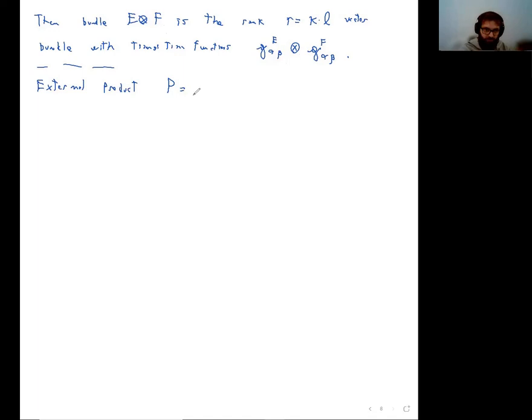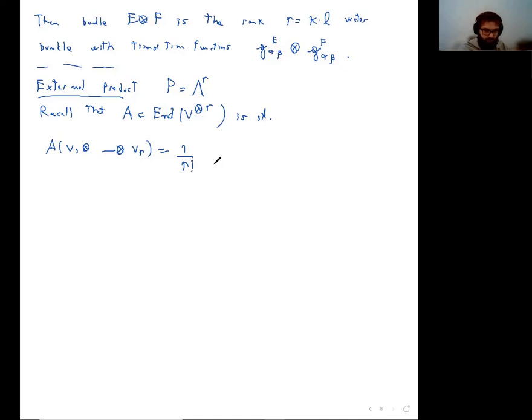Now the exterior product. So how do we define the external product? We had this alternator, and this was a map from V tensor V tensor V, R times, so V to the R. And it's defined, you take V1 tensor ... tensor VR. So this is again only for vector spaces. This is defined as 1 over R factorial, and then you take the sum over the symmetric group elements, and you take the sign of it.